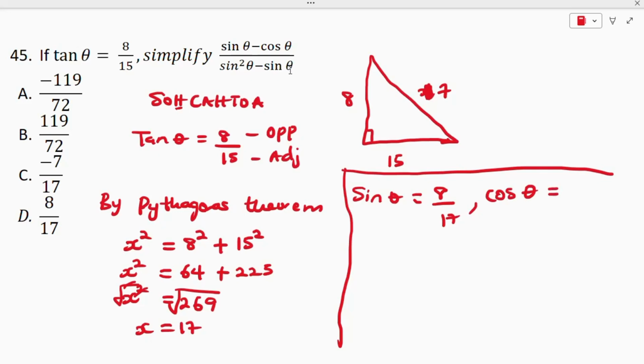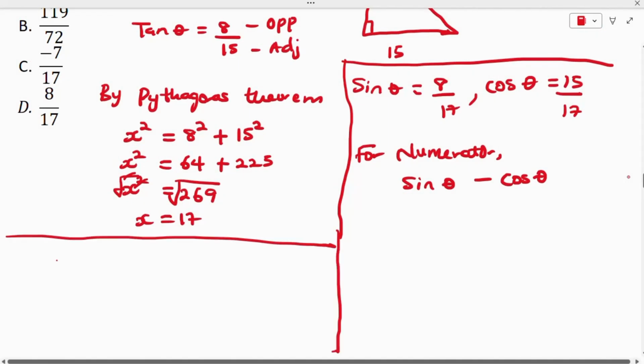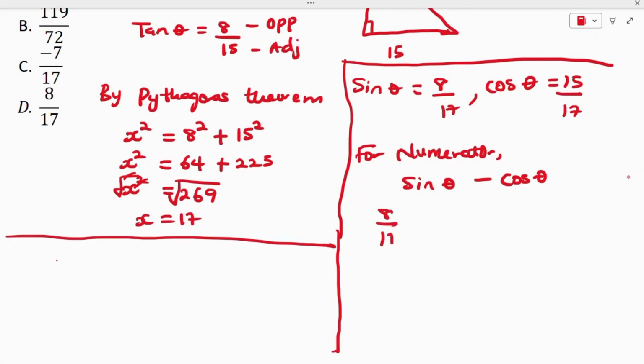So we have the adjacent to be 15 divided by the hypotenuse, which is 17. The question says we have to find (sin theta minus cos theta) divided by (sin squared theta minus sin theta). For the numerator we have sin theta minus cos theta. So sin theta is 8 over 17 minus cos theta, which is 15 over 17. The LCM is 17, so we have 8 minus 15, which is minus 7, divided by 17.